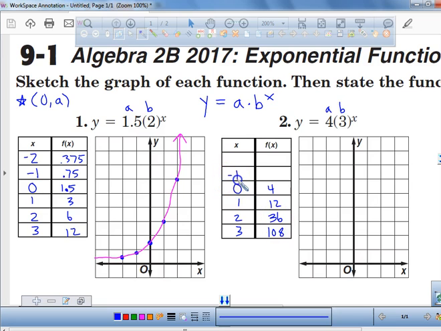Now, if I go backwards, negative 1, I have to divide that by 3 or multiply it by a third. And if you multiply it by a third, you get 4 over 3, which is 1.3 repeated. If you multiply this by a third, you get 4 over 9, and that's the 0.4 repeated. And that's at negative 2. So at negative 2, you're at 0.4, which is really close to 0.5. Negative 1, you're at a 1.3. 0, you're at a 4.